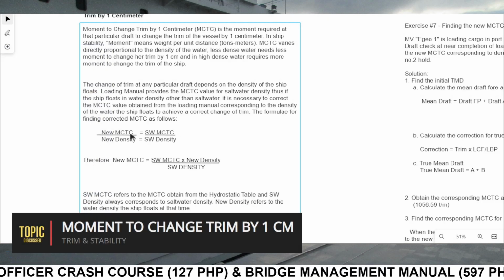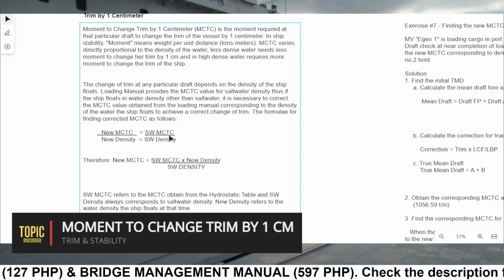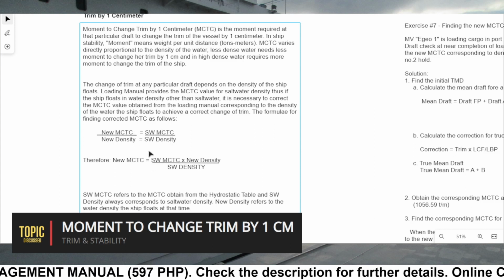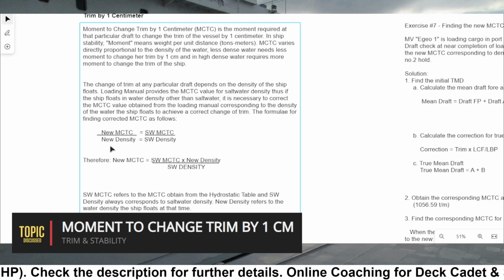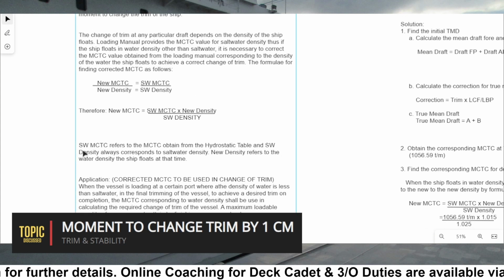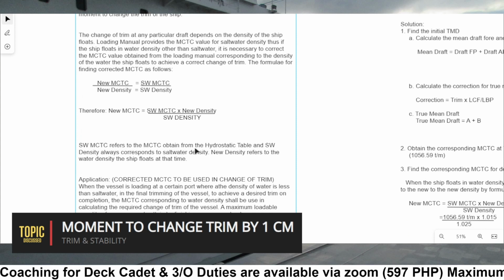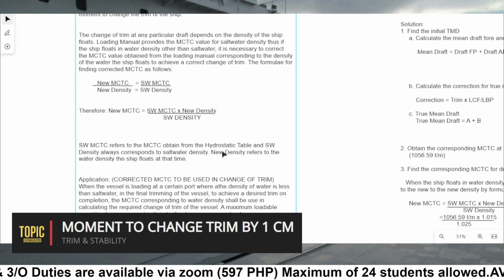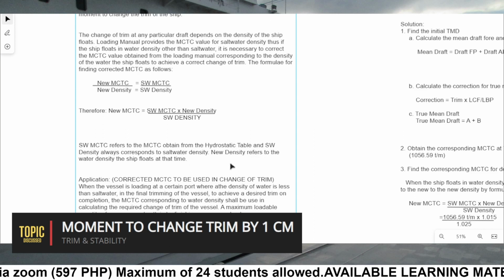This is the formula for it, and we will derive: new MCTC over new density equals saltwater MCTC divided by saltwater density. As we derive this, new MCTC is equal to saltwater MCTC multiplied by new density divided by saltwater density. Saltwater MCTC refers to the MCTC obtained from the hydrostatic table, and saltwater density always corresponds to saltwater density. New density refers to the water density the ship floats at that time.